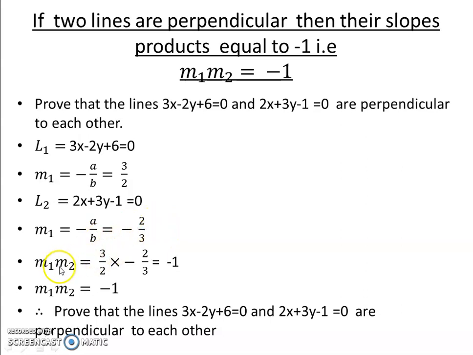So we know that M1 into M2. We have to consider the left hand side. 3 upon 2 into minus 2 upon 3. 3 gets cancelled, 2 gets cancelled. What is remaining? Yes, minus 1 is remaining. So we prove that M1 into M2 is equal to minus 1. So given the line equations, we have proved that the lines 3x minus 2y plus 6 equal to 0 and 2x plus 3y minus 1 equal to 0 are perpendicular to each other.